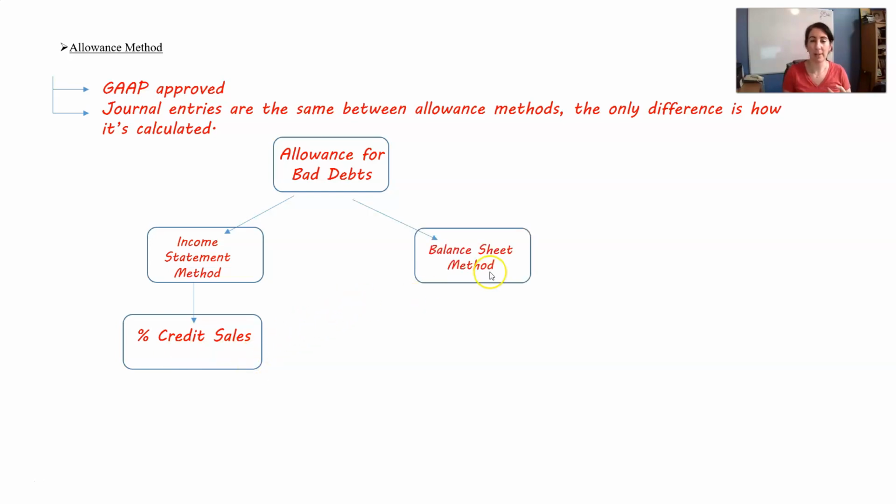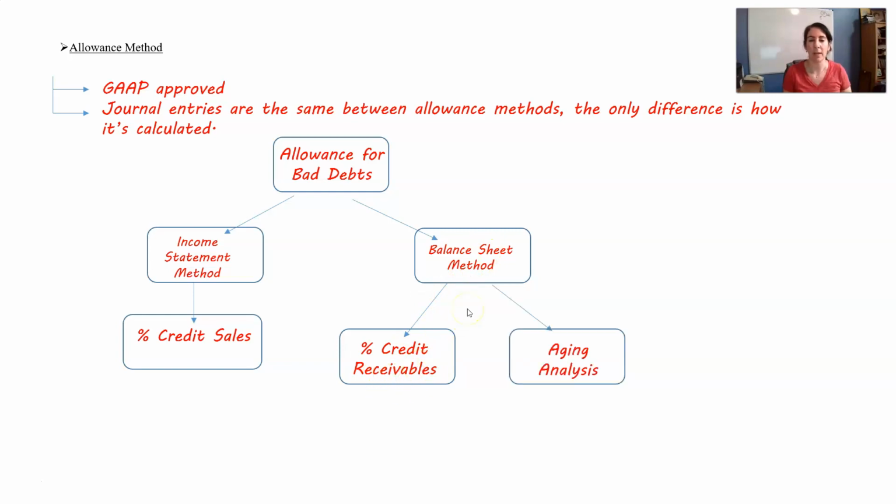The other way is the balance sheet method. In the balance sheet method, we actually use a percentage of credit receivables. It's the balance sheet method because receivables live on the balance sheet. That makes sense. Or we could do something called an aging analysis, but both of those are considered part of the balance sheet method, because with the aging analysis, you're looking at accounts receivable to calculate the amount. So this is what we're going to do. We're going to do the percentage of credit sales first, and then we'll move on to the two balance sheet methods.